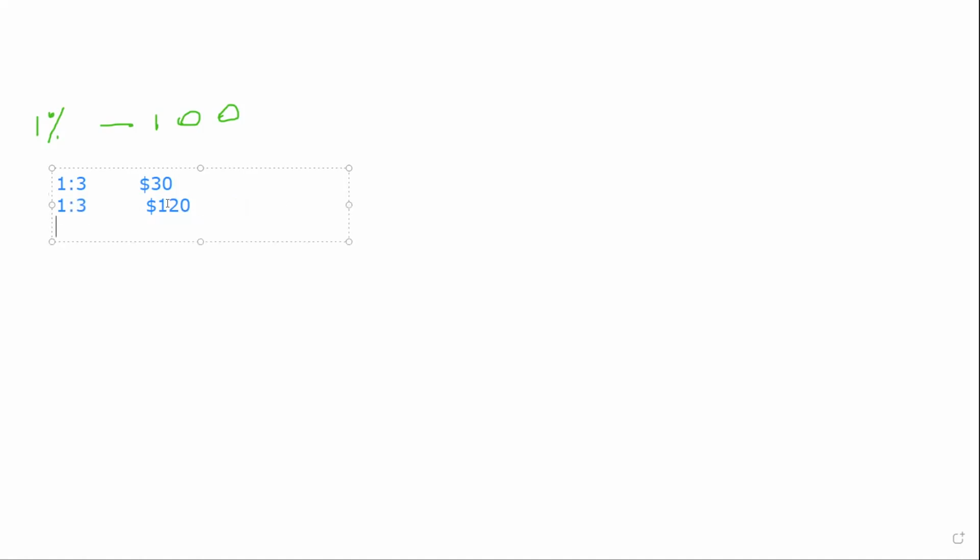So let's do it again. Find a trade with a risk to reward of 1 to 3. But this time we're going to not only risk that $10, we're going to risk the 120 we just made. So we're risking 130. At 3 to 1, that would mean if we win this trade, it would be $390.